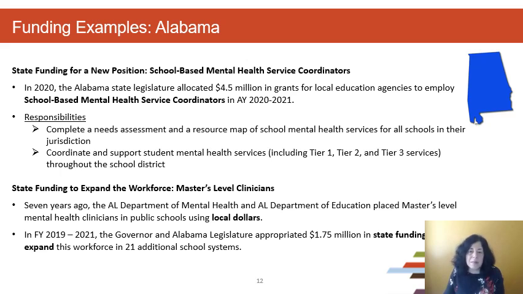7 years ago, the Alabama Departments of Mental Health and Education developed a proactive collaborative partnership funded with local dollars to place master's level clinicians in public schools. In this case, local dollars means existing funds from local community mental health centers and local education agencies were reallocated to fund these positions. In fiscal year 2019 to 2021, the governor and the Alabama legislature appropriated $1.75 million to expand this workforce. There are now 72 school systems served by 151 school-based mental health providers through this initiative. Of the 72 school systems, 51 were able to initiate with local funds and 21 started with additional state funds.